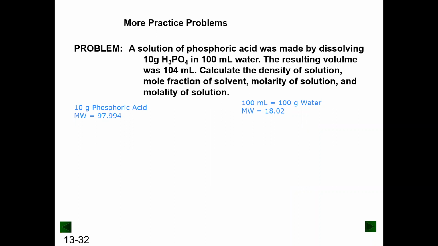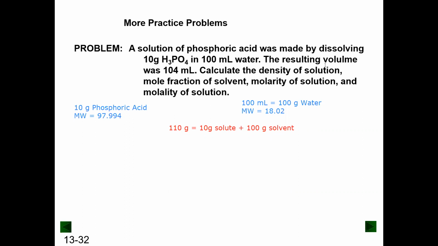So now let's solve for density first. Really quickly, what I can say is this is 100 grams of water, 10 grams of phosphoric acid. If I'm writing down my solution, what is the mass of my solution? 110 grams. This is your 10 grams of your solute plus your 100 grams of your solvent. Any questions on this so far?